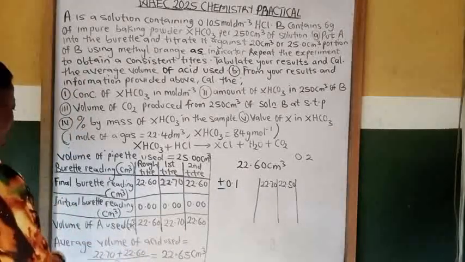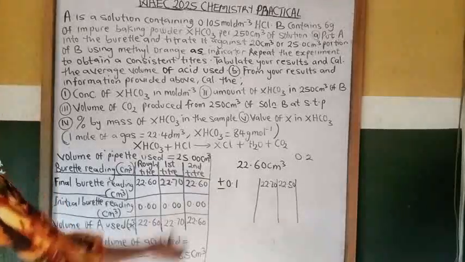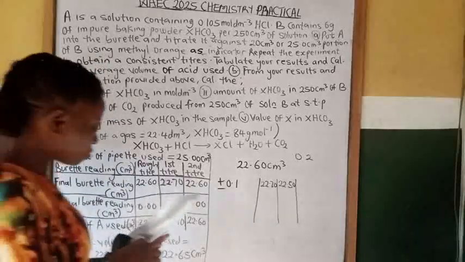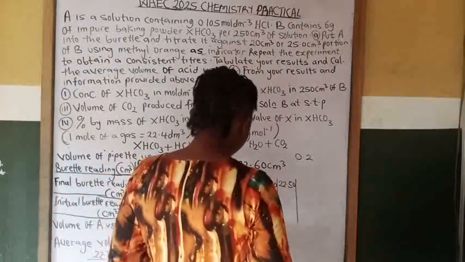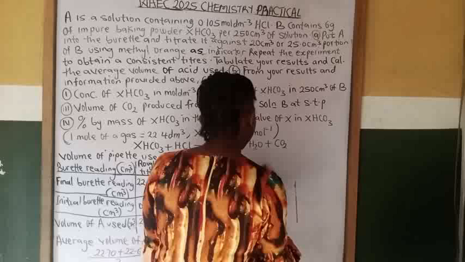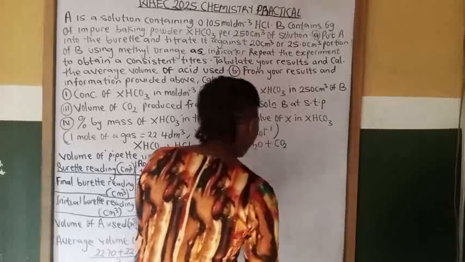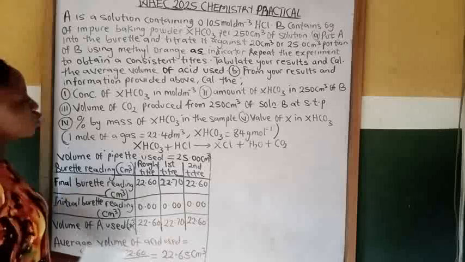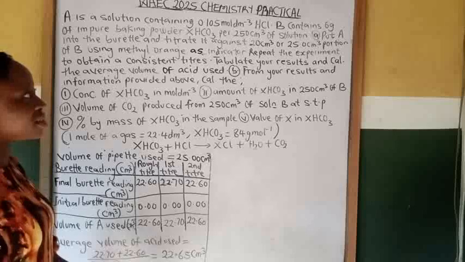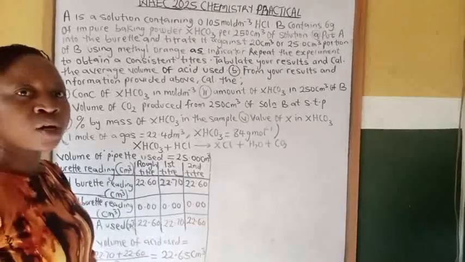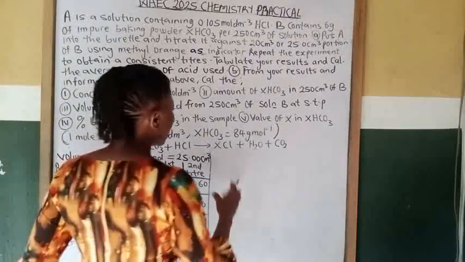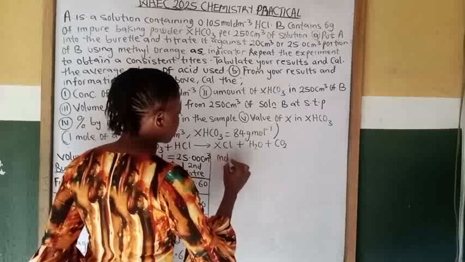So after your table and the average volume of acid used, then you can now go back to your questions. So we are going to solve these questions together. Before we work on these first questions, I'm going to explain terms on quantitative analysis, terms that you need to know. The first one is molar concentration.